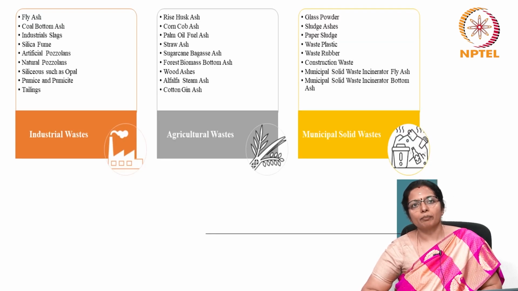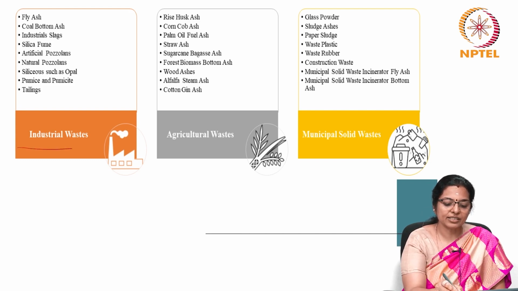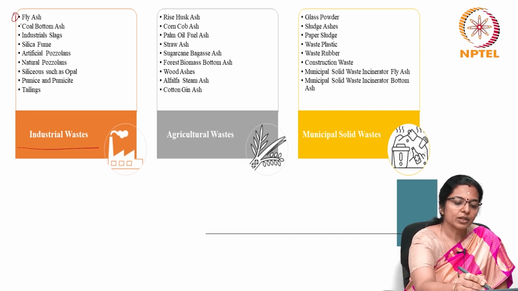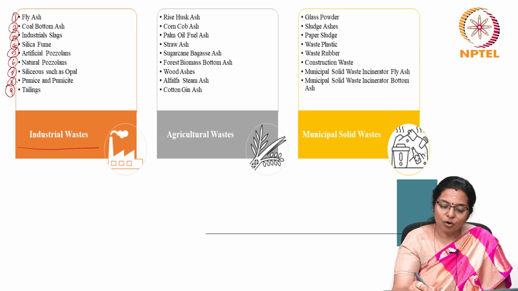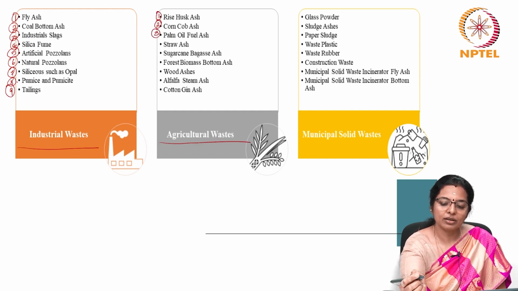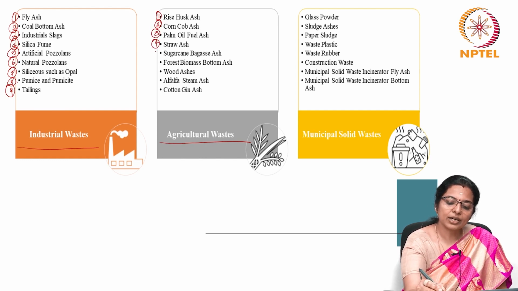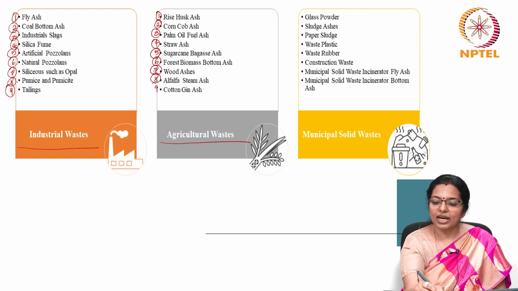So, geopolymers primarily comprise three components which make them more sustainable. First is industrial waste, which could be fly ash, coal bottom ash, industrial slags, silica fumes, artificial pozzolana, natural pozzolanas, siliceous materials such as opal, pumice and pumicite, and tailings. It could also contain agriculture waste such as rice husk ash, corn cob ash, palm oil fuel ash, straw ash, sugarcane bagasse ash, forest biomass bottom ash, wood ashes, alfalfa stem ash, cotton gin ash.